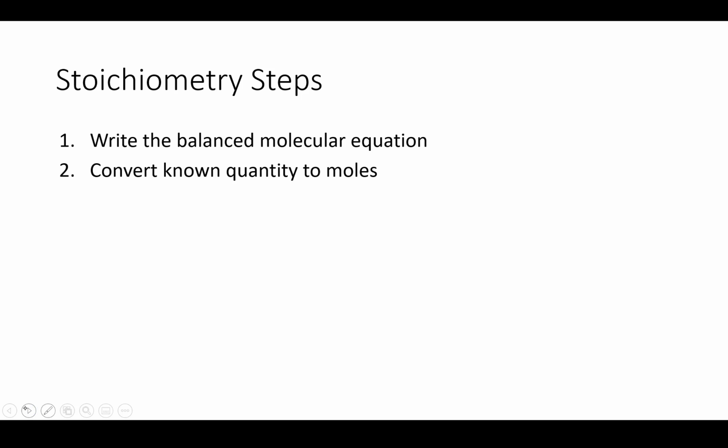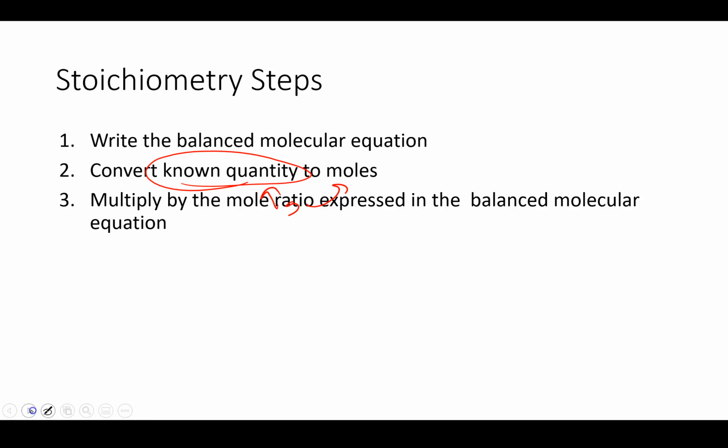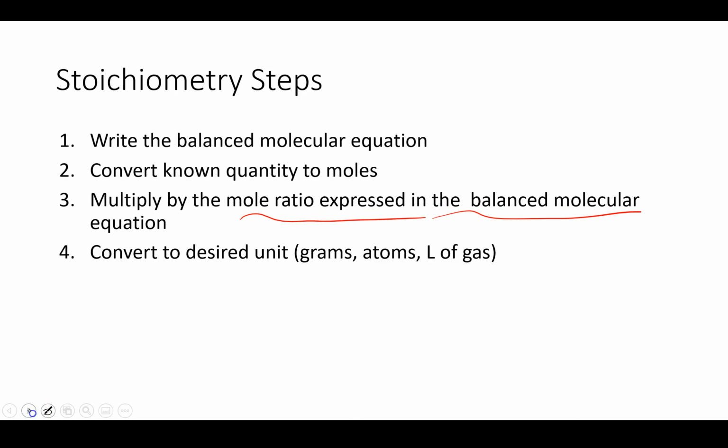2, we're then going to convert our known quantity, which is usually going to be in grams, to moles. And you should have learned how to do that in the last lesson. 3, you're going to multiply by the mole ratio expressed in the balanced molecular equation. And then 4, you convert to whatever unit you want. Again, it's typically going to be grams.